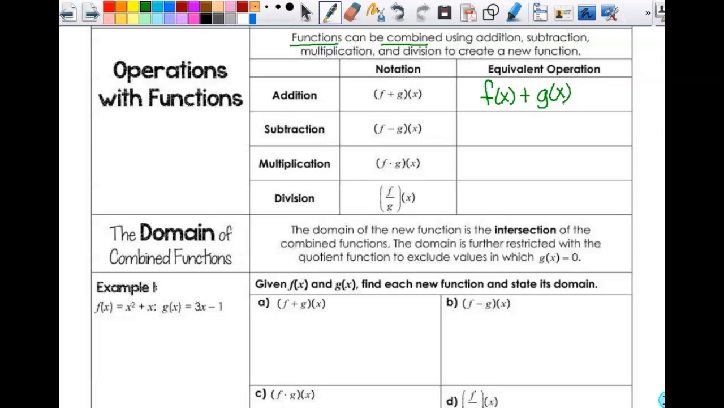(F minus g)(x) could be f of x minus g of x. Exact same thing either way you see it. (F times g)(x) would be f of x times g of x. And to divide, I would have f of x over g of x.